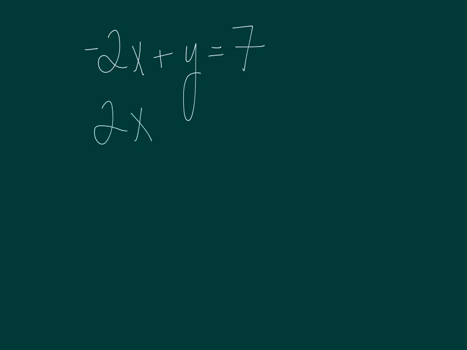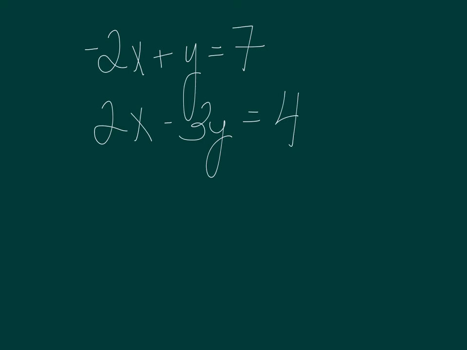We'll start with a negative 2x plus y equals, say, 7. And we'll do a 2x minus 3y equals, how about 4? I don't know. I'm probably overthinking it a little bit. Let's give it a shot.